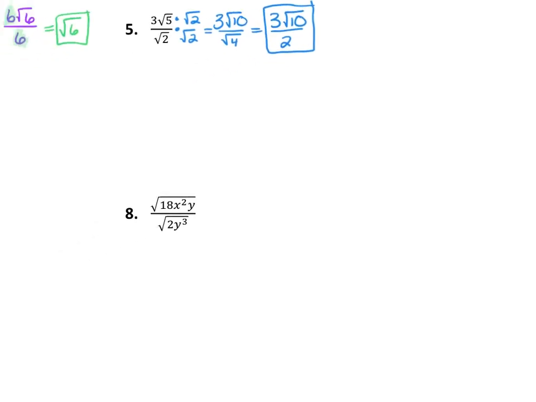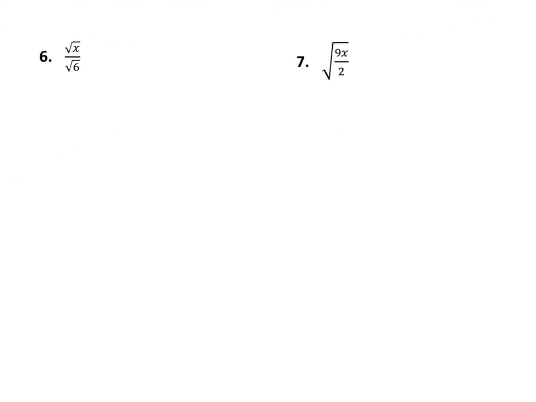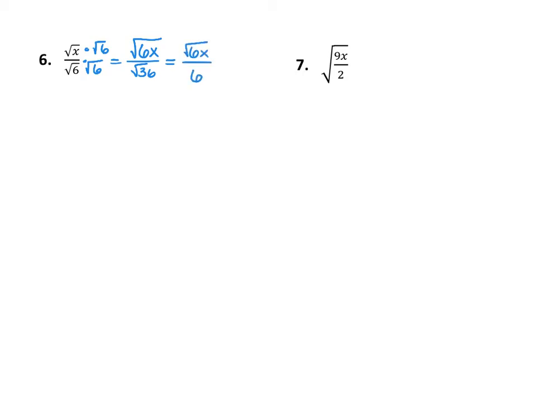Let's do a couple more of these. Let's move to number 6. So again, I have a 6 in the denominator, so I'm going to multiply by square root of 6, because that'll get me square root of 36. But whatever I do to the bottom, I have to do to the top. Now, square root of x and square root of 6 are both in radicals, so I'm just going to combine them to get 6x underneath the square root. Now, 6x underneath the root over a plain 6, because the square root of 36 is 6. Now, the 6 on top is an inside number, and the 6 on the bottom is an outside number, so I cannot simplify this anymore, so it's going to stay like this.